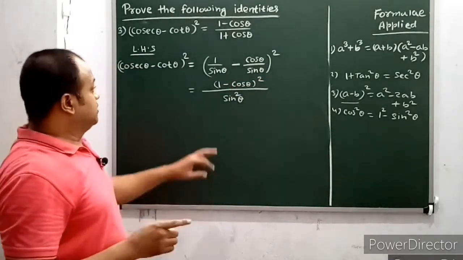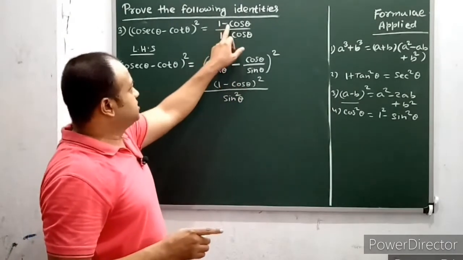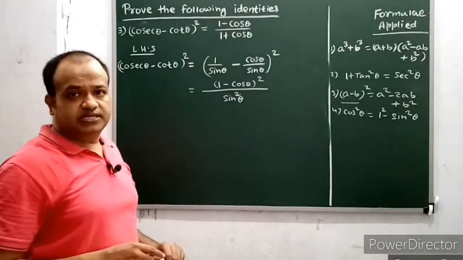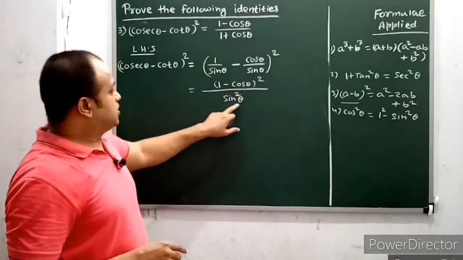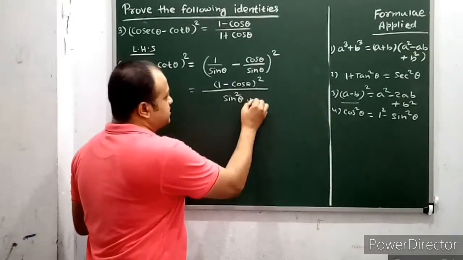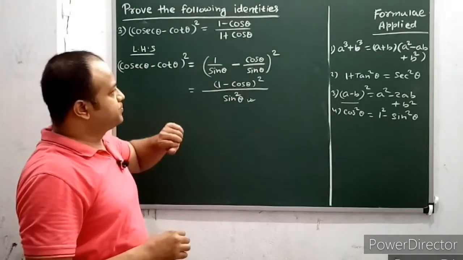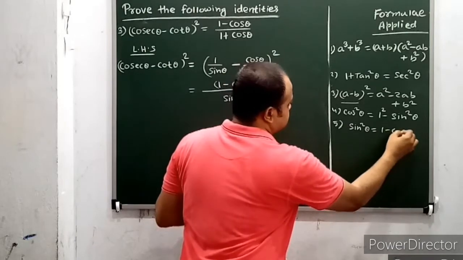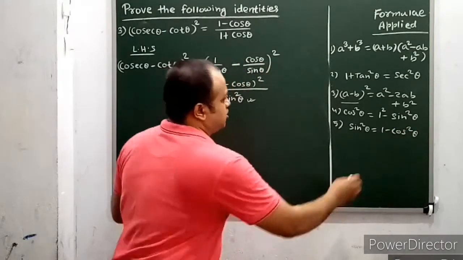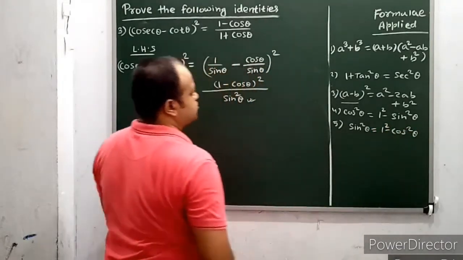Now what do you find? We have already got 1 minus cos theta, which is in the right hand side, but this part I have not got. So I need to convert sin square theta into this form. Sin square theta is 1 minus cos square theta, or 1 square minus cos square theta.